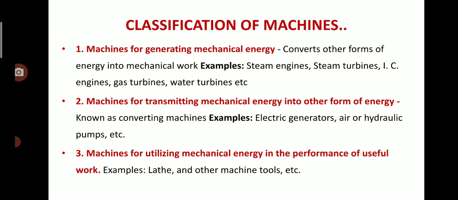Another classification of machines: machines for generating mechanical energy. They convert other forms of energy into mechanical work. For example, steam engine, steam turbine, IC engine, gas turbine, water turbines. Second category is machines for transforming mechanical energy into other forms of energy. These are also called converting machines. For example, electric generators, air or hydraulic pumps. Third category is machines for utilizing mechanical energy in the performance of useful work. Examples are lathe and other machine tools.